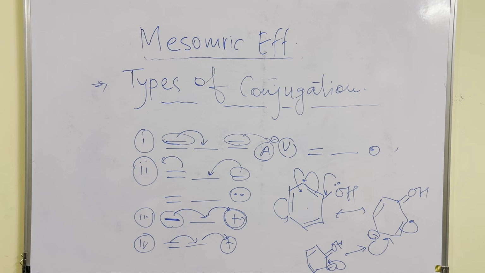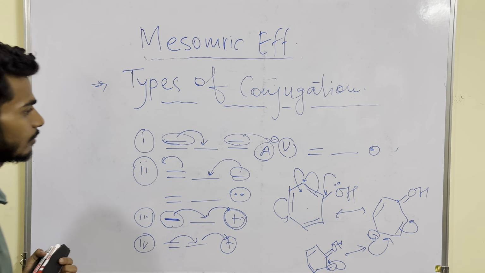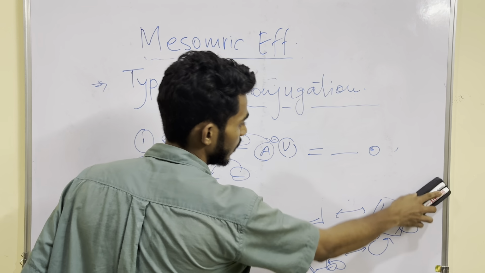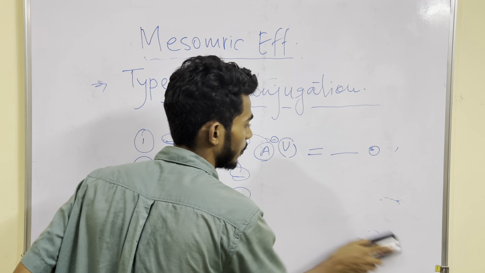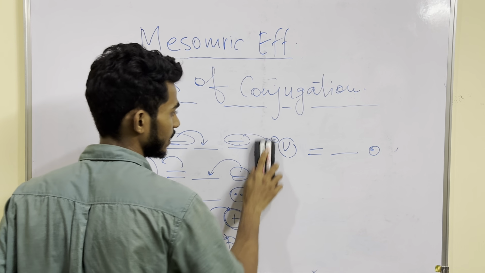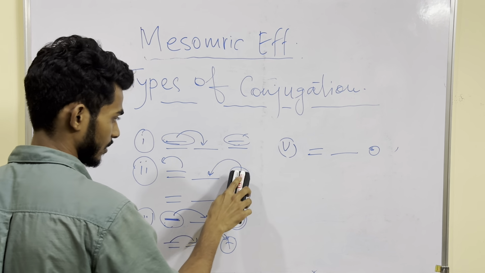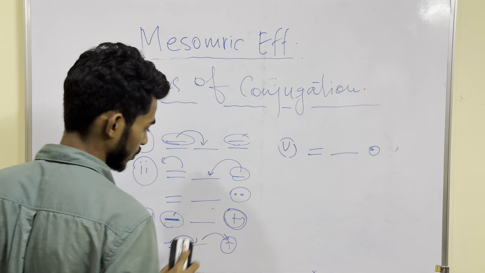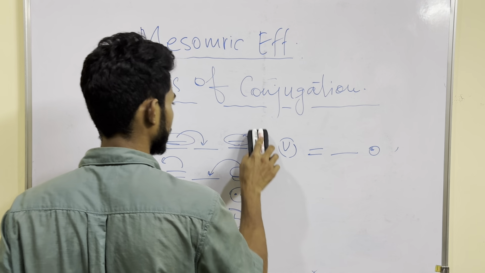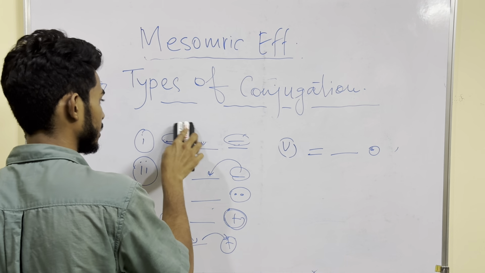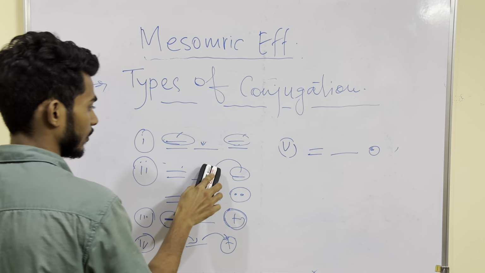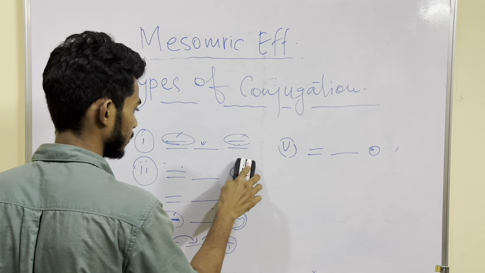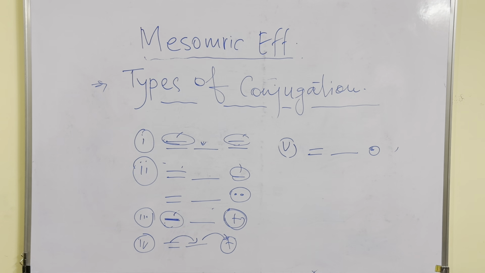So how many different types of conjugation are there? Number 1 is pi sigma pi. Number 2 is pi sigma negative charge. Number 3 is pi sigma positive charge. Number 4 is pi sigma lone pair. Next, double bond sigma free radical. That is pi sigma free radical. Okay, am I clear? So these are the conjugations.